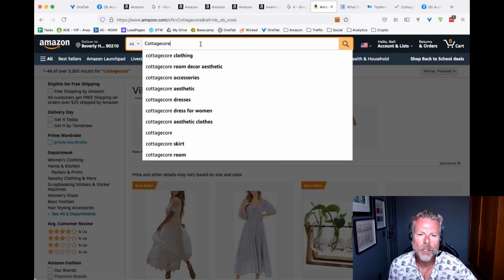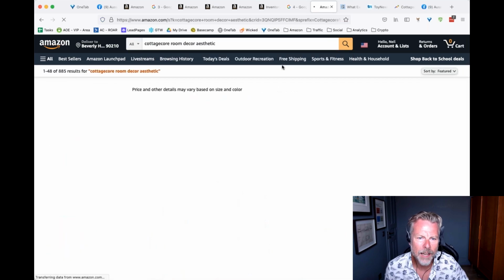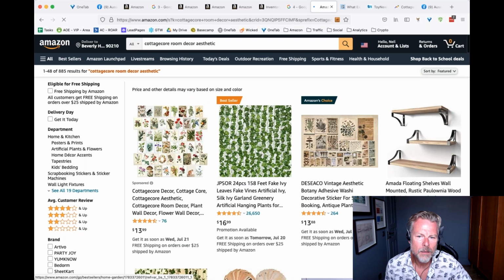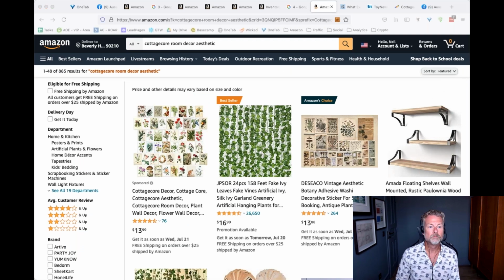Cottagecore. Look at all that. Cottage room decor aesthetic. Cottagecore aesthetic. Accessories. What is that? So that's kind of cool.